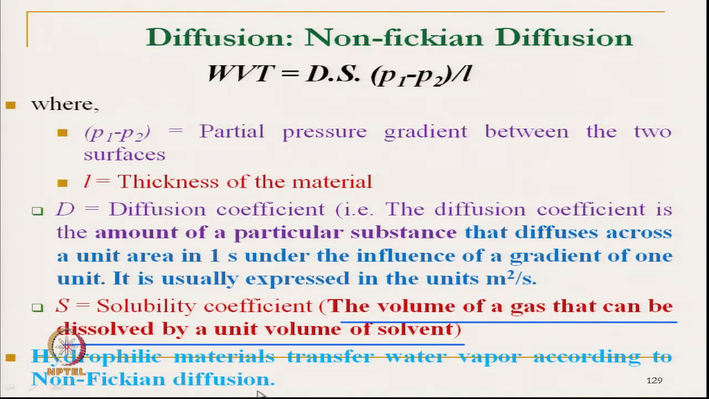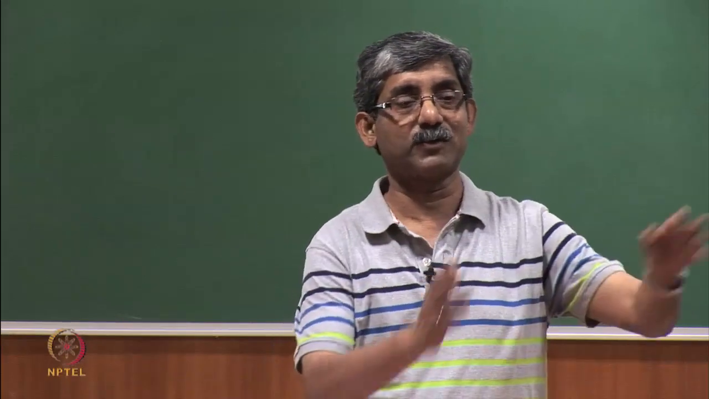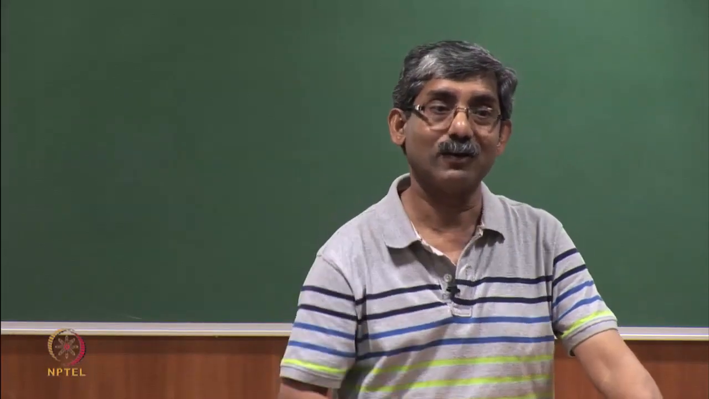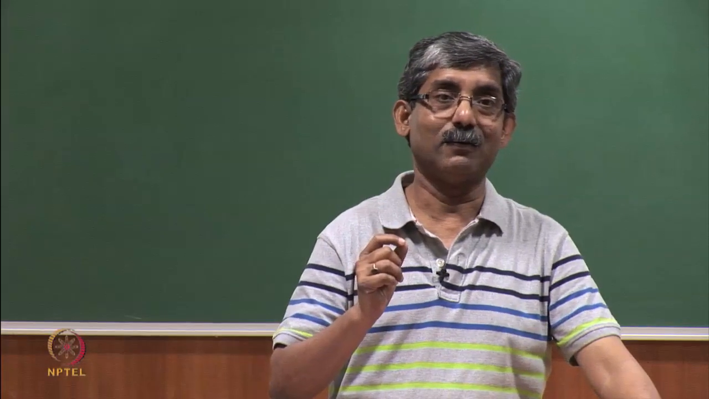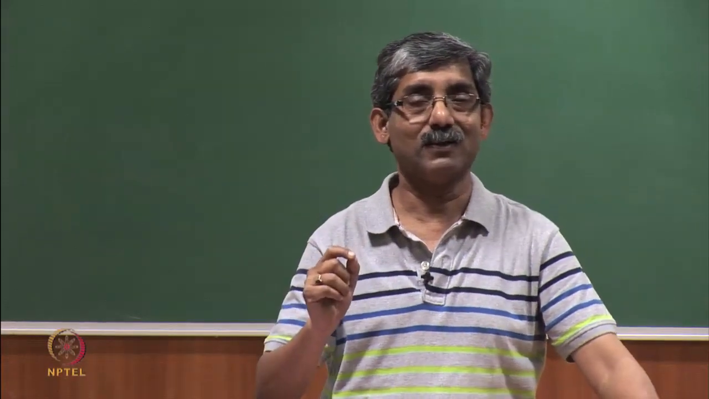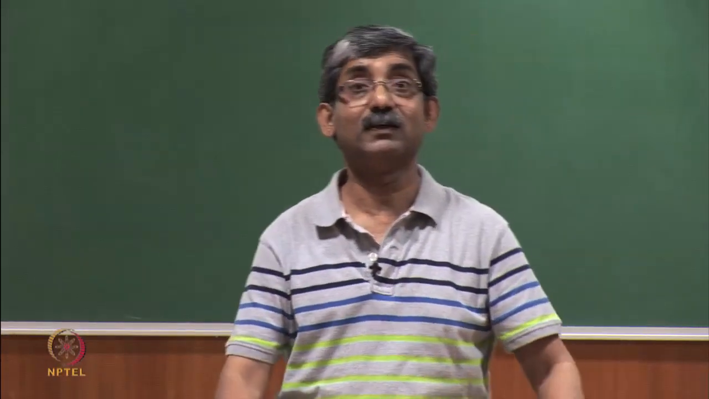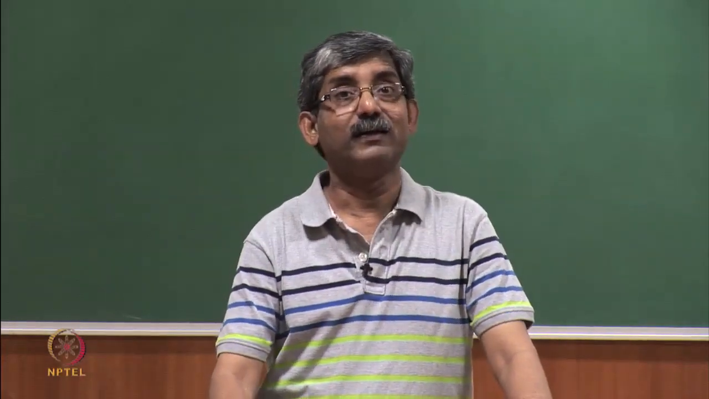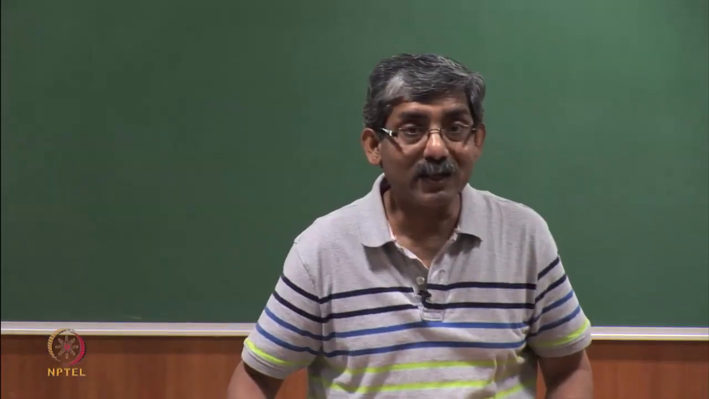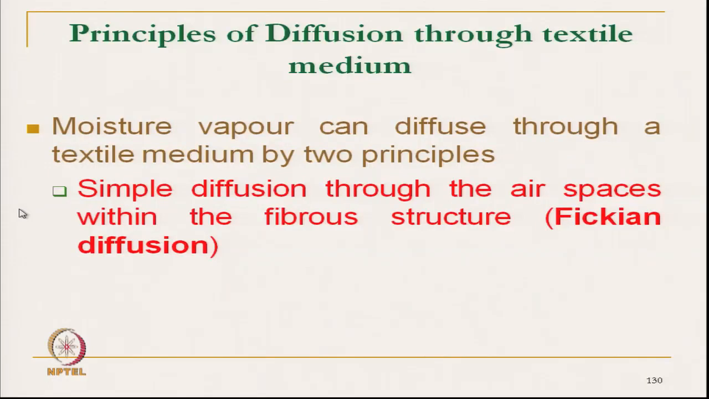So, for hydrophobic material like polyester, the transmission of moisture vapor is through Fickian diffusion, but transmission through cotton fabric is basically both by Fickian and non-Fickian diffusion. The Fickian diffusion takes place through the pores, whatever pores are available. And if there is no pore, in that case the non-Fickian diffusion will take place. Non-Fickian diffusion is very slow in nature.